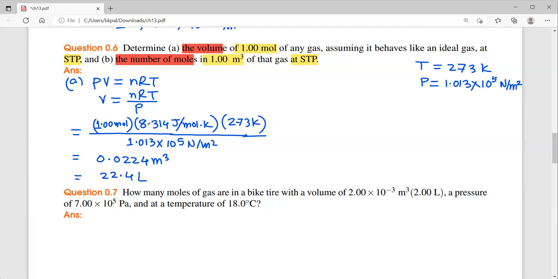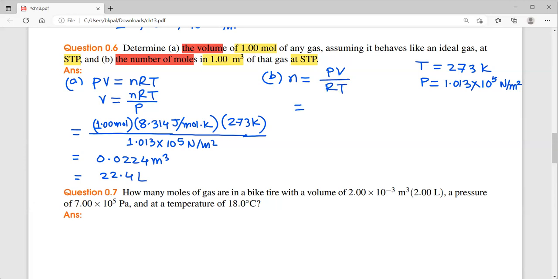Okay, number B, here we have to calculate the number of mole, n. So you can again use the same equation, but now solve it for n. If you solve this equation for n, you get something like this, PV over RT.